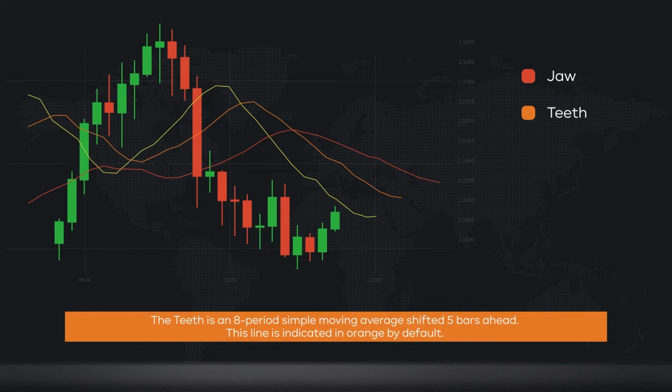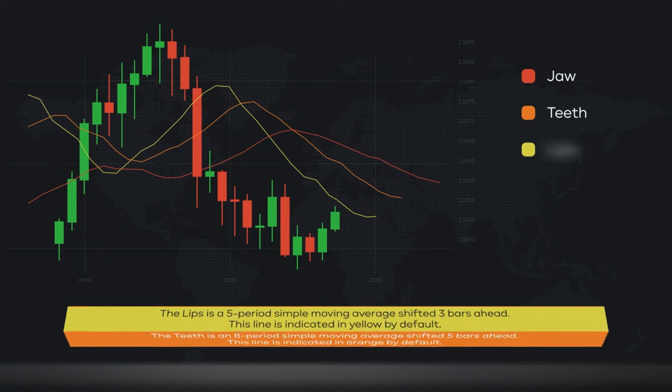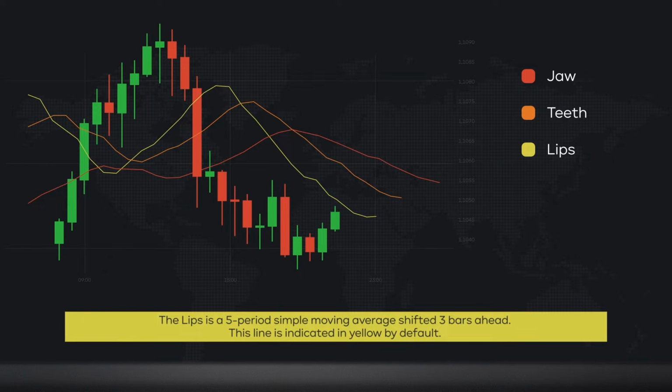The teeth is an 8-period simple moving average shifted 5 bars ahead. This line is indicated in orange by default. The lips is a 5-period simple moving average shifted 3 bars ahead. This line is indicated in yellow by default.